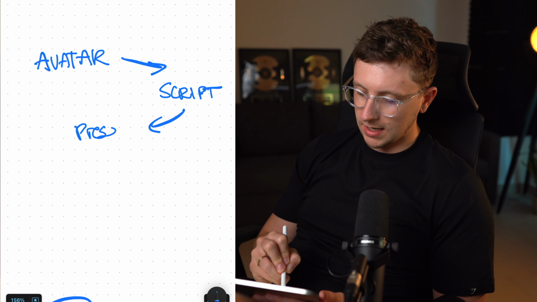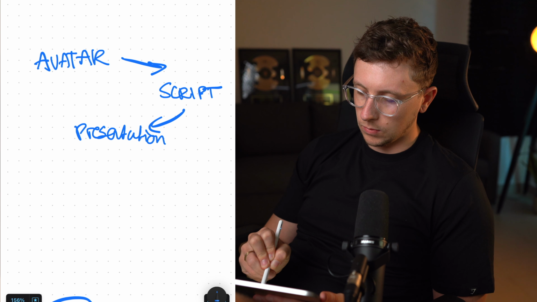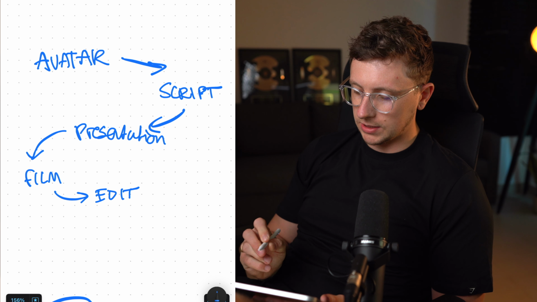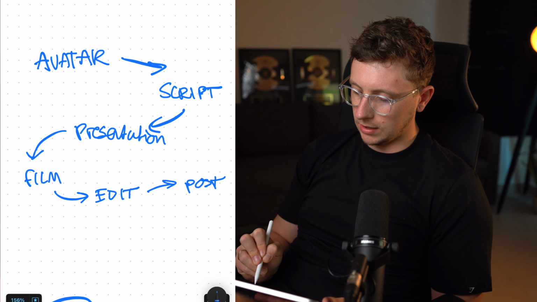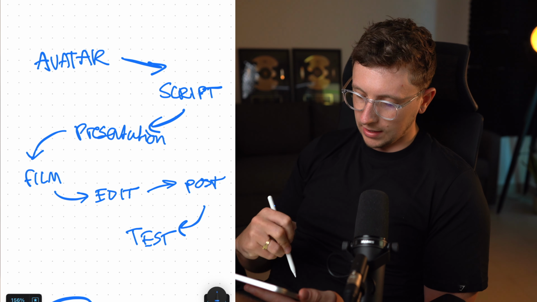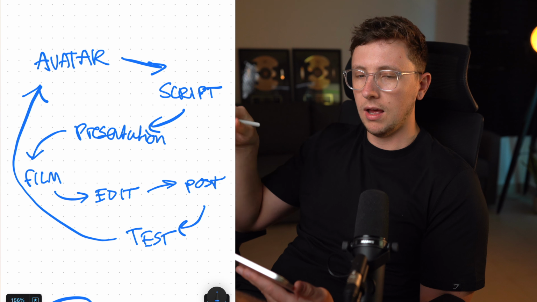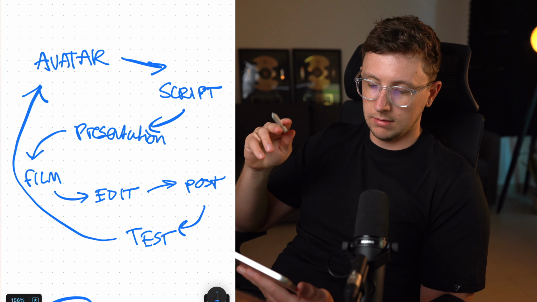Okay, so the process in a nutshell is really this: understand your avatar, go and write your script, go and make your presentation, which I'll show you how to do in a moment with AI. Go and film it, edit it the easy way, which again I'm going to run through, post it and host it on your site, test, and then take all that information that you've got from the test and feed it back into that avatar document and follow that process. It's as easy as that.